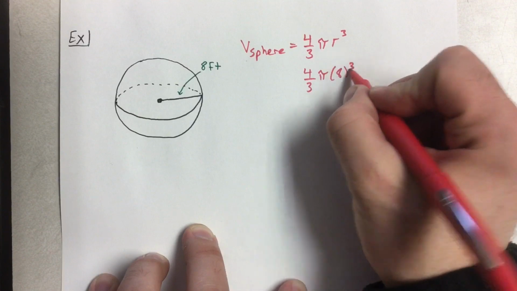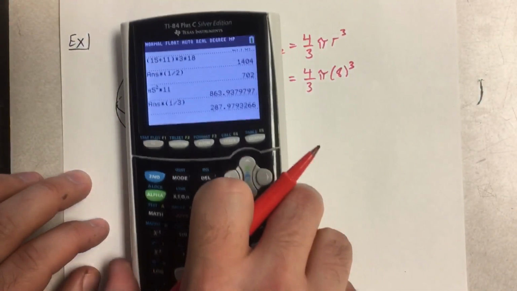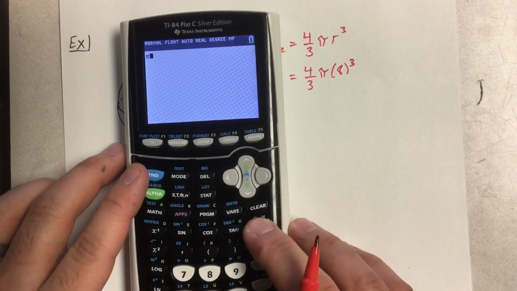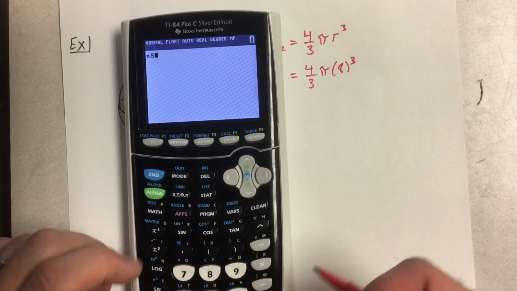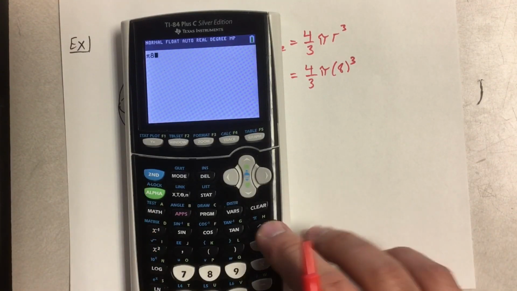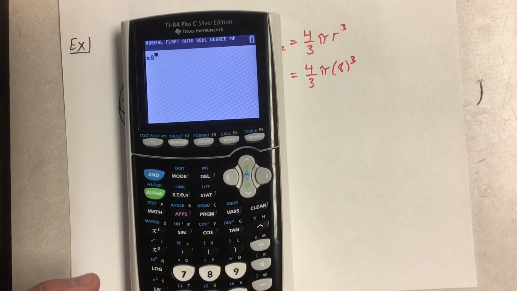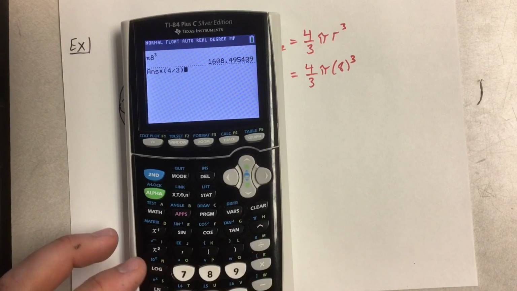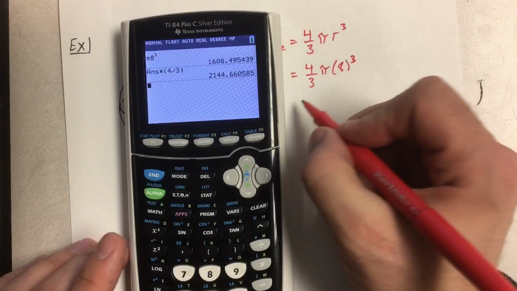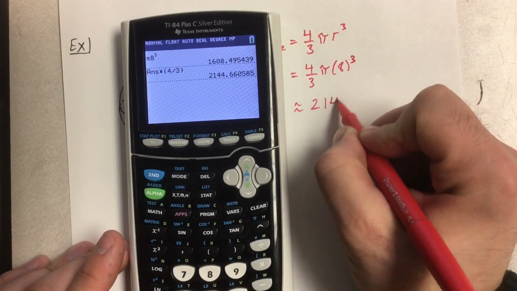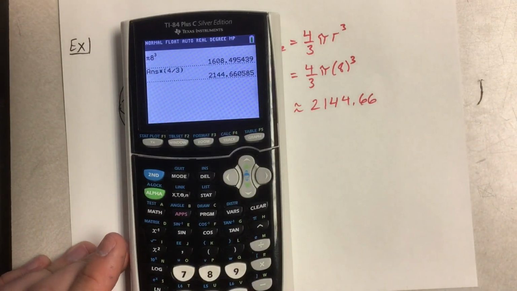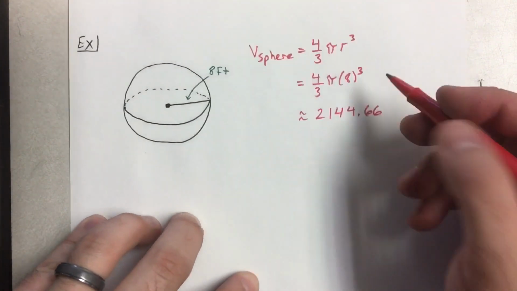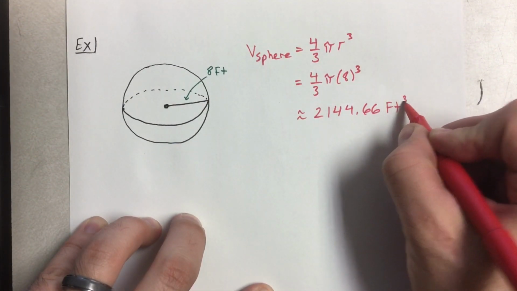We get 8 cubed. So our graphing calculator would tell us, we have pi times 8. Now, cubed, there is a menu that will give us cubed, but I can use our exponent, place in 3, and I have to multiply now by 4/3, which gives us approximately 2,144.66, and our units would be feet cubed, being volume.